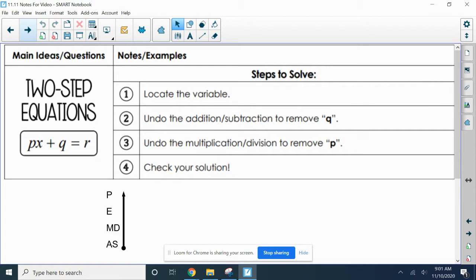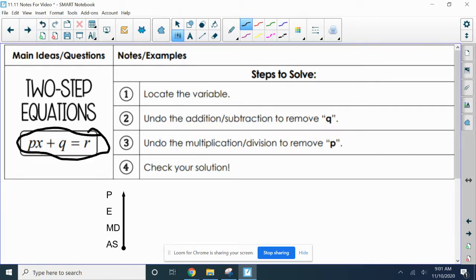So, two-step equations, you are still using your inverses to get rid of different portions so you can isolate your variable. Your steps are: 1, locate the variable. And these are your steps for problems that look like this. 1, locate the variable. 2, undo the addition to remove Q, and then undo the multiplication or division to remove P, and then check your solution.